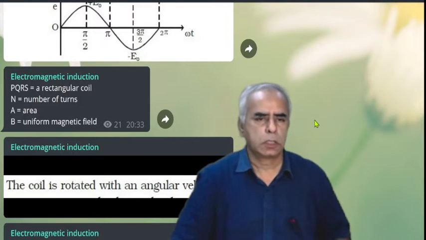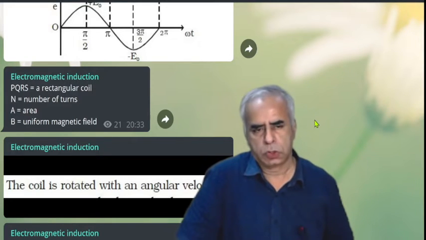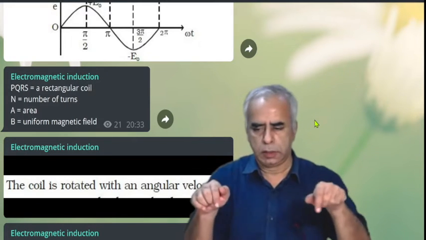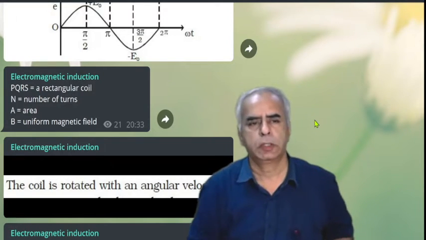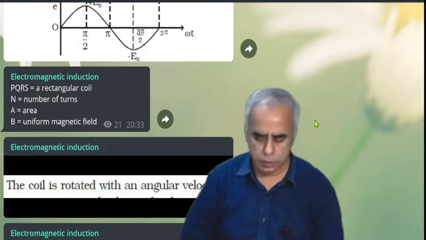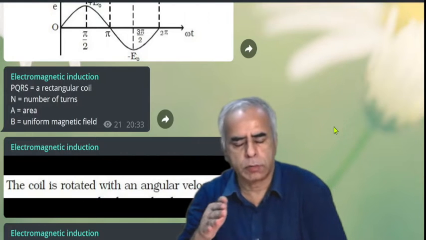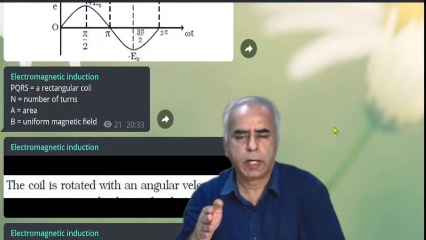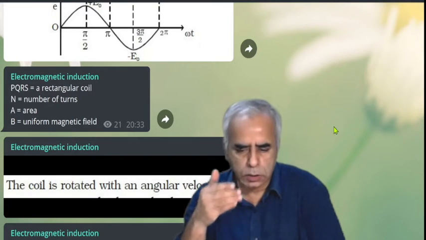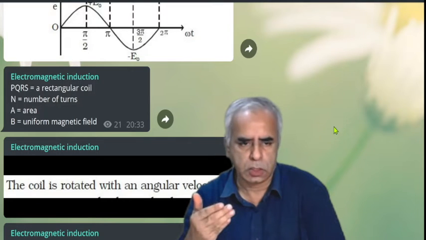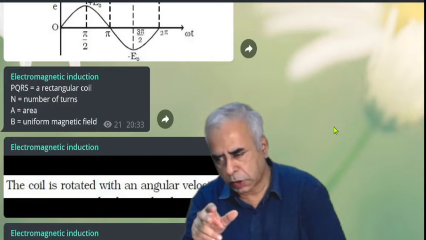So PQRS is the rectangular coil, and as I already explained, N is the number of turns of the coil, A is the area enclosed by the coil, and B is the uniform magnetic field. The coil is rotated with an angular velocity. What do you mean by angular velocity? We already discussed how fast the magnetic flux is disturbed. Based on that you get the EMF, that is the rate of change of flux.